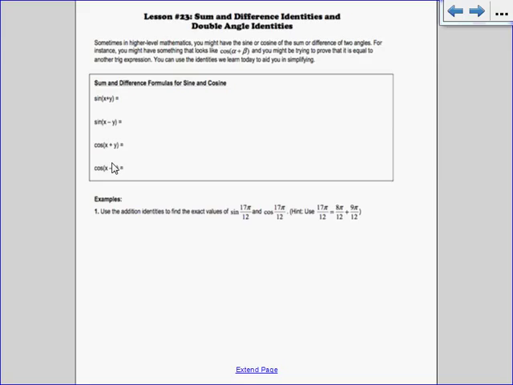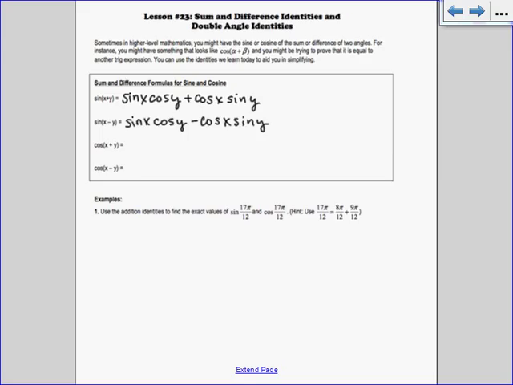So the first ones are the sum and difference formulas for sine and cosine. All right, so if I see sine of x plus y, it is actually equal to sine of x cosine of y plus cosine of x sine of y. Sine of x minus y is sine of x cosine of y minus cosine of x sine of y. And you might see these in books as alpha and beta or theta and alpha or something like that, but we'll use x's and y's.